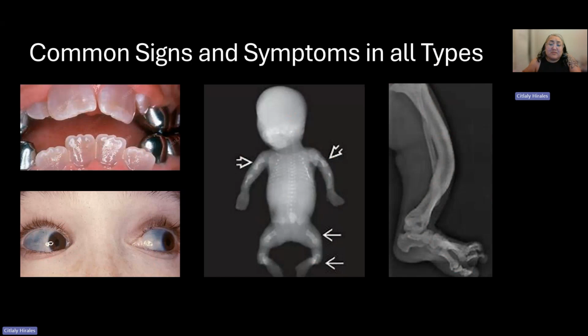And then some other possible signs or symptoms include hearing loss, short stature, as we saw through some of the different types in the previous slide, muscle weakness, and spine curvatures, depending obviously on the type of osteogenesis imperfecta that the patient presents with.